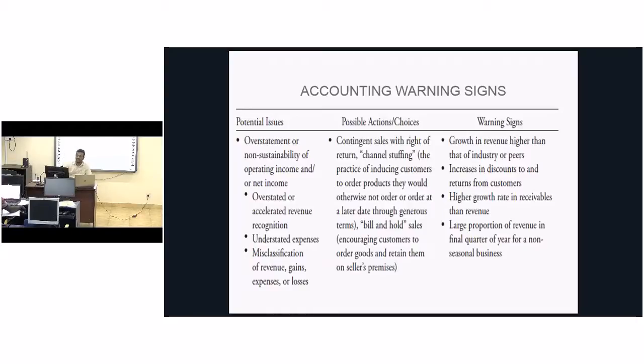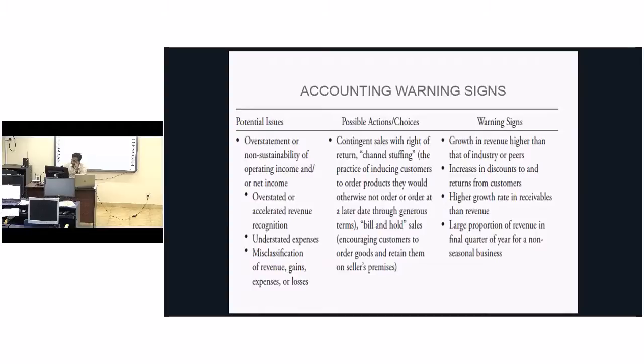Even in our villages, it's the same. If one person is becoming rich very fast, people have some doubt. There may be something different inside him. It is unusual, right? Maybe sometimes he is genuine, but still people have doubt. Increases in discounts and other returns from customers, another doubt area. If you have more returns, or if you give more discounts, as I told you previously, that means there is a question on that.